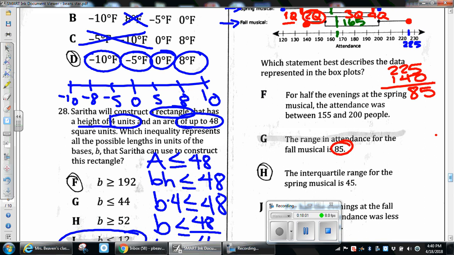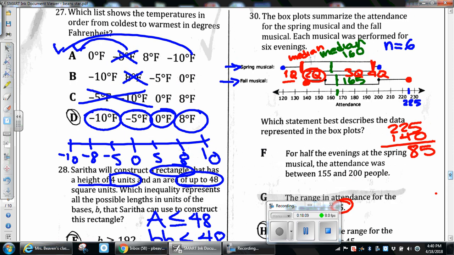Let's see why H is not correct. So the interquartile range, oh, that's actually what we were trying to find. So let's find that.